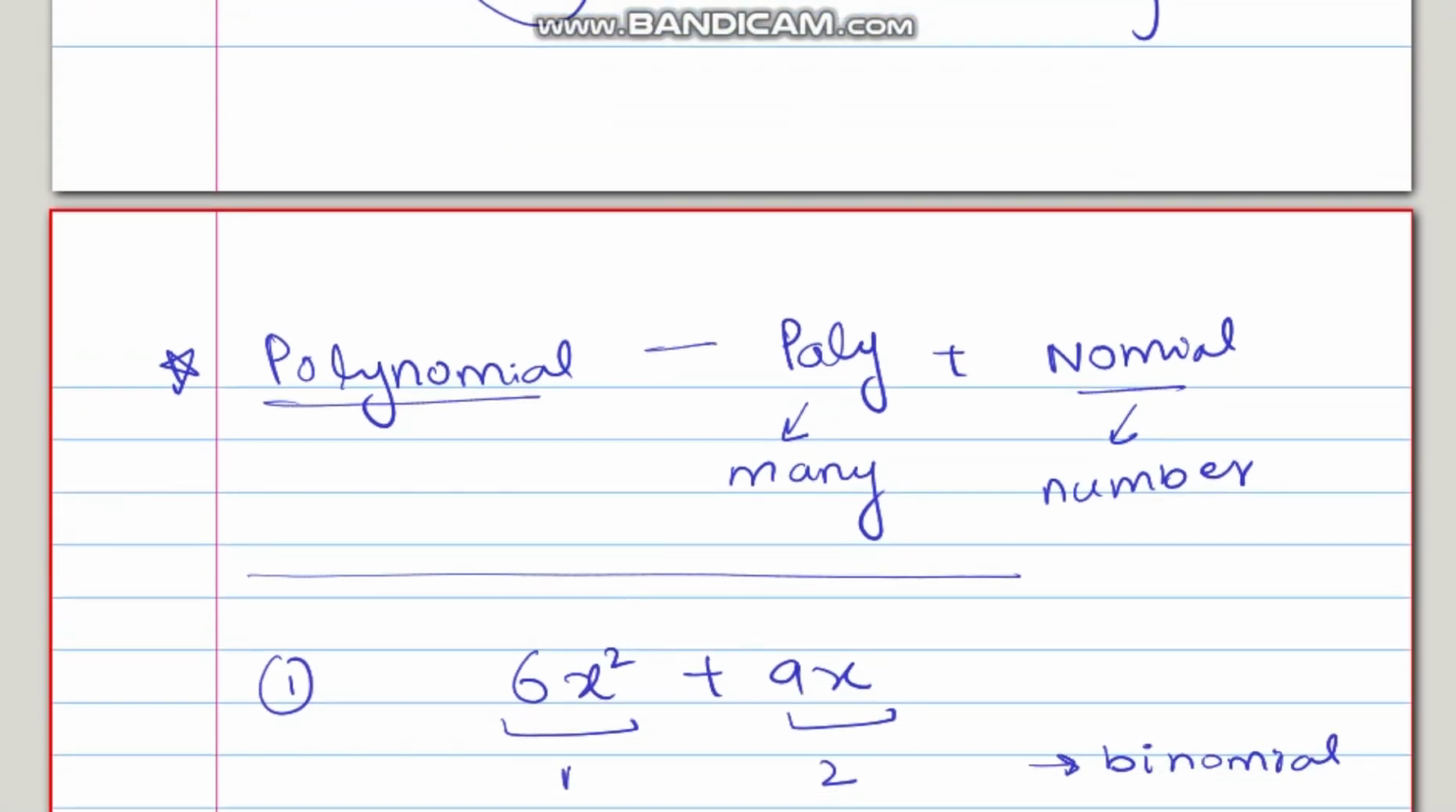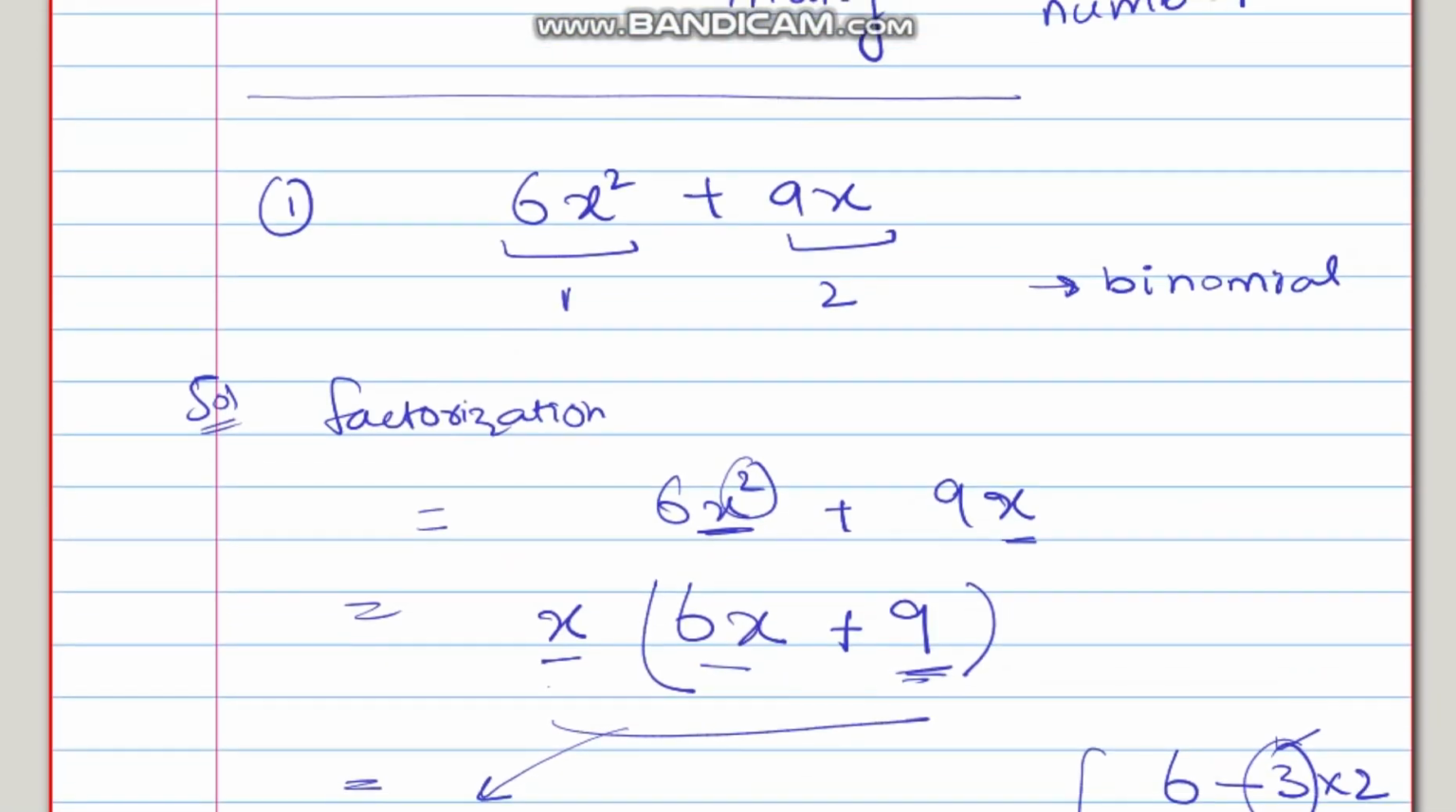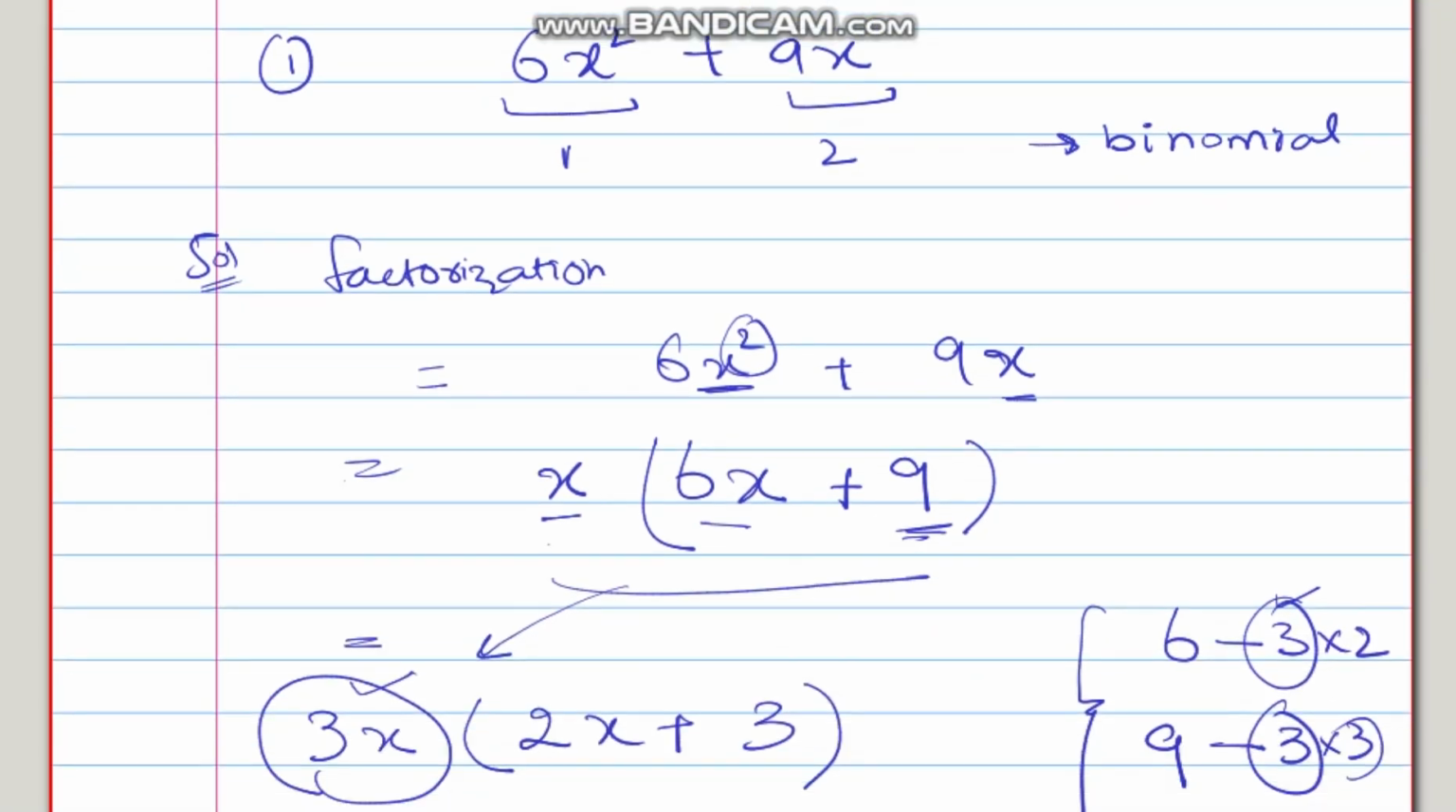Similarly, again we have taken a polynomial. This is a polynomial basically, and it contains two terms, so it is called a binomial. Now how do we factorize a polynomial? Factorization means breaking the thing into its corresponding components. Factorization means breaking the numbers or polynomial into their respective factors. This is the meaning of factorization.